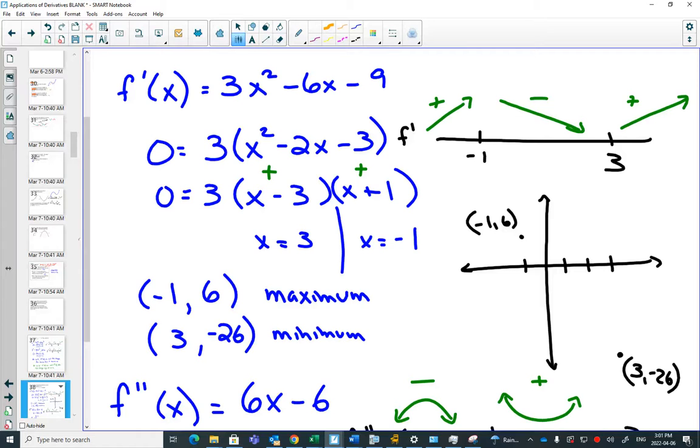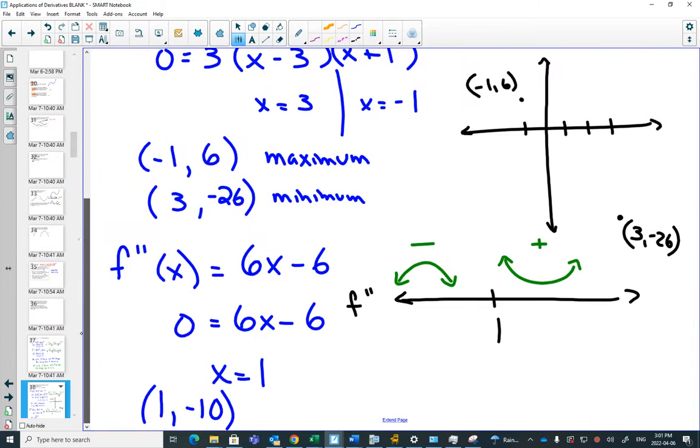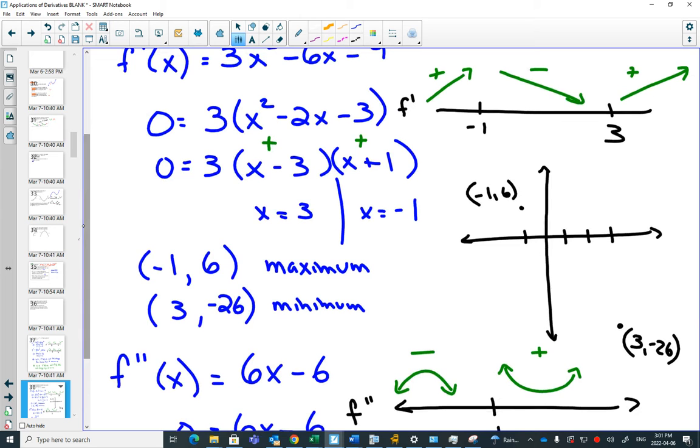Okay. So we have those 2 points. You're also going to plug in 1, -10. So 1, -10, I'm going to put that point in as a red point. That would be about here. That's your inflection point.